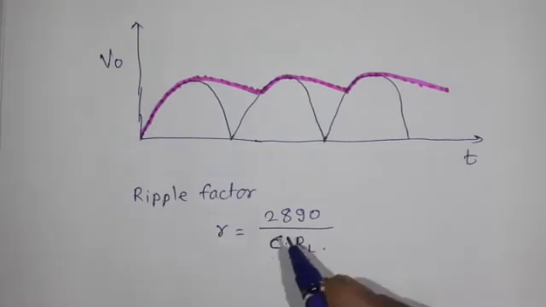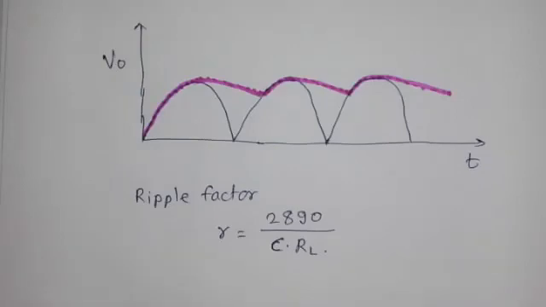Now here the value of the load resistance is inversely proportional to the ripple factor. Means if RL is smaller, then the ripple content is higher. If RL is higher, then the ripple content is smaller. Means to get the minimum amount of ripple content, the value of the load resistance must be very high.